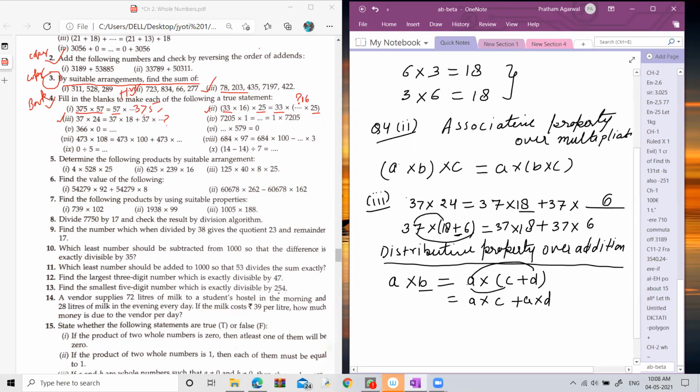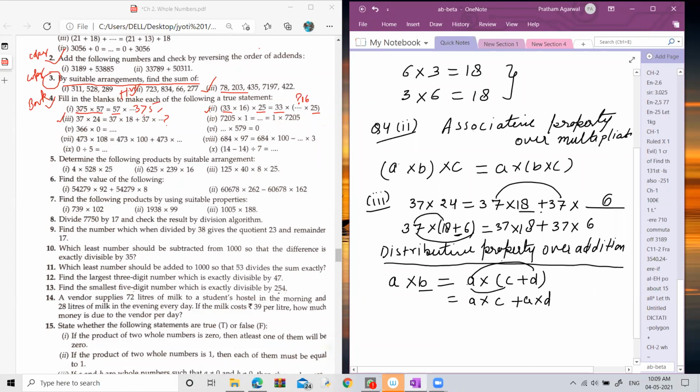Now let's see once again. The question is 37 into 24. And on the right hand side, it is 37 into 18 plus 37 into 6. You can see that this number is common in both the terms. It means here we have to use the distributive property over addition because there is a plus sign. If it were a negative sign, then this type of property is called distributive property over subtraction. Because here it is positive, we have to use distributive property over addition.